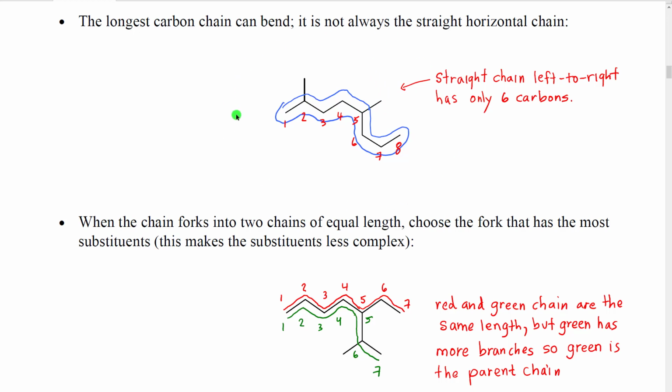So this would be an example of that. If we look at this structure, we have on a horizontal line this chain: 1, 2, 3, 4, 5, 6 going to there. So that would be a 6 carbon chain. But if we look carefully, there is another chain that starts at 1, 2, 3, 4, 5, and then branches and goes down out of the horizontal to 6, 7, and then 8. So since that chain would be longer, we would select that as our parent chain. And I've circled it out in blue.